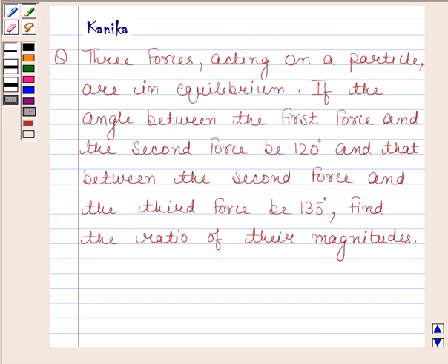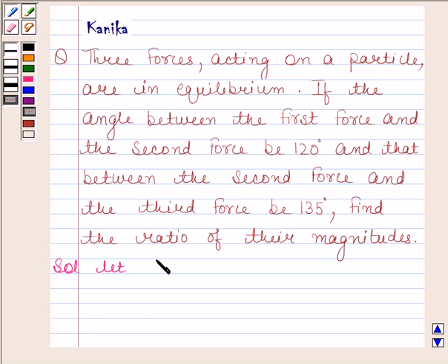Session, let us discuss the following question. The question says three forces acting on a particle are in equilibrium. If the angle between the first force and the second force be 120 degree and that between second force and the third force be 135 degree, find the ratio of their magnitudes. Let's now begin with the solution.